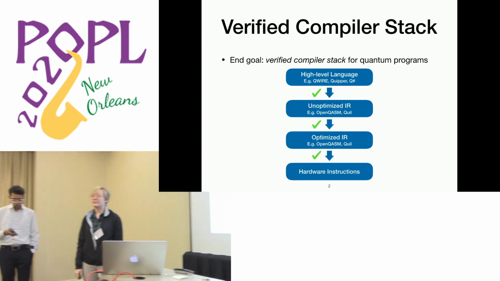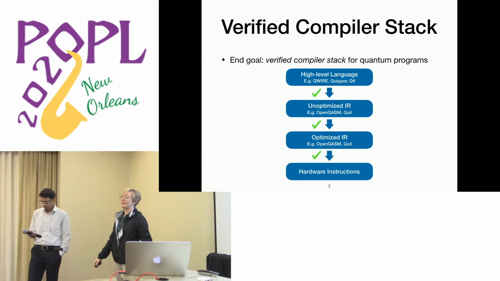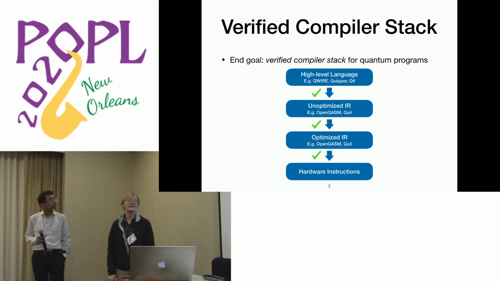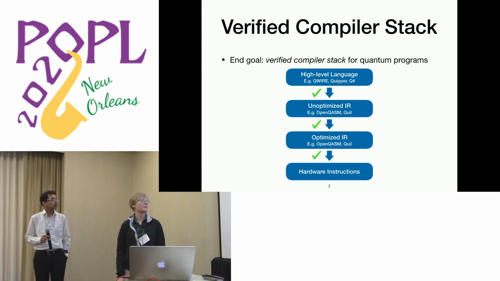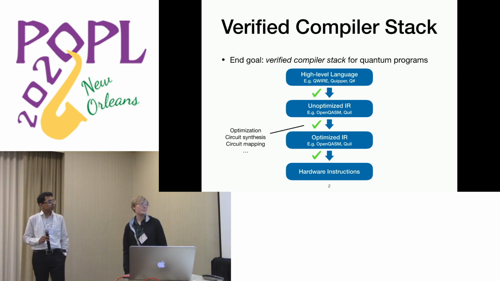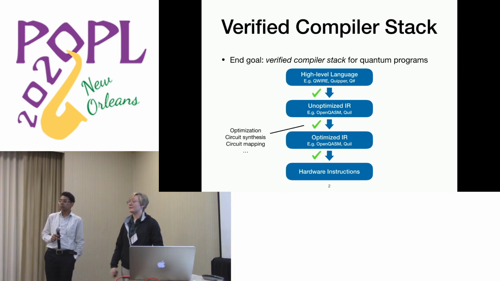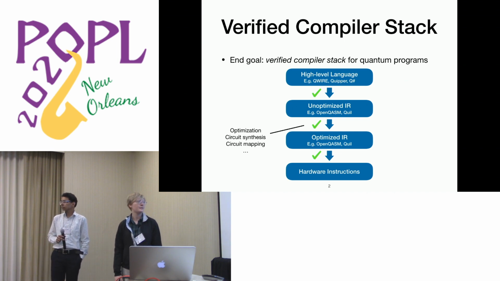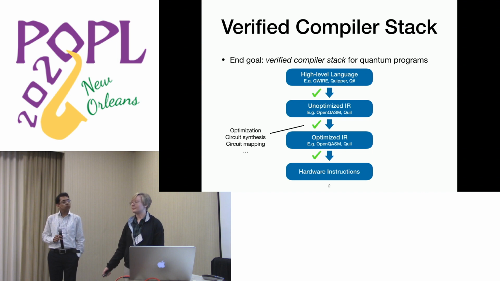So the end goal of this project is a verified compiler stack for quantum programs. This is my very high-level view of a compiler stack. You start from some high-level language like Quipper or Q#, like we've heard of so far. You translate that into an IR. Then you do some optimizations on that IR, or maybe circuit mapping to get it to match requirements of a particular architecture. And then you convert that into hardware instructions.